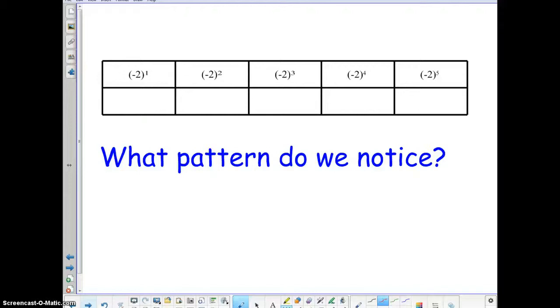So this -1 to the 1st is just what that is, -1. Well, the 1 up here tells us that we just write it one time. And so -2 to the 1st, well, that's our answer. It's just -2. -2 to the 2nd means that we're going to be writing -2 twice. So it's -2 times -2. Well, we notice that their signs are the same, which means when we multiply two numbers whose signs are the same, it's a positive product. 2 times 2 is 4.